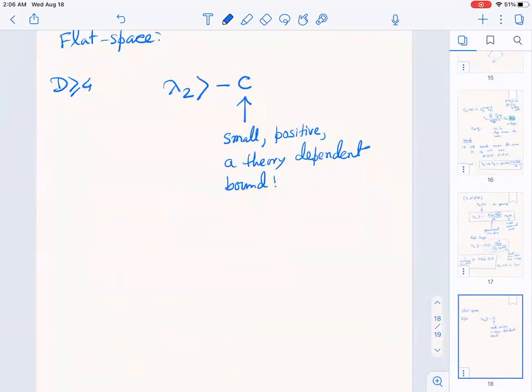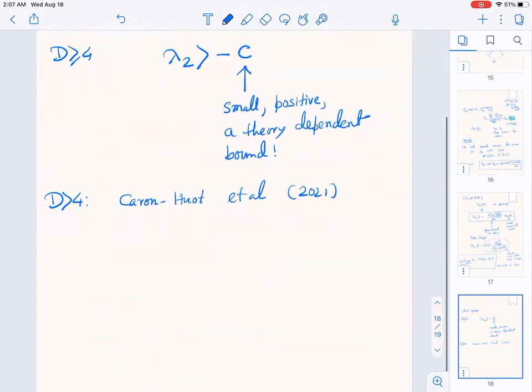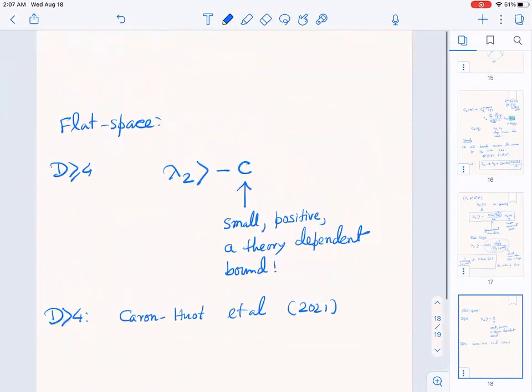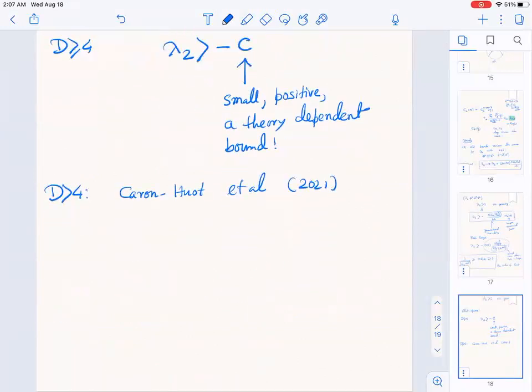And this is actually consistent with the flat space result that we have for d greater than 4, thanks to Karen et al., from earlier this year. Their result was valid for d greater than 4, but this is completely consistent with it. But this is very interesting for a separate reason. The fact that lambda2 is positive when there is no gravity actually led to the proof of the a theorem.